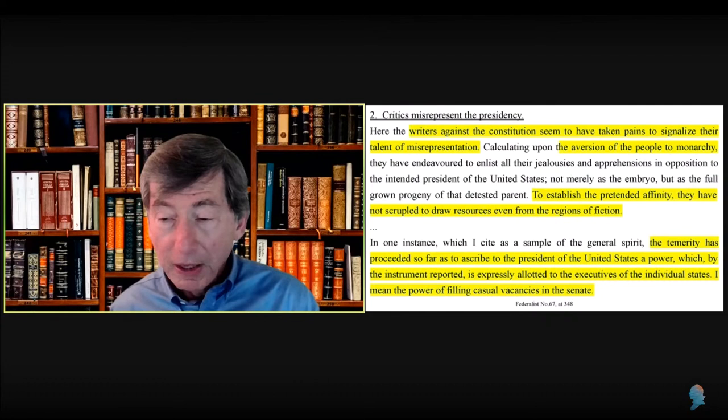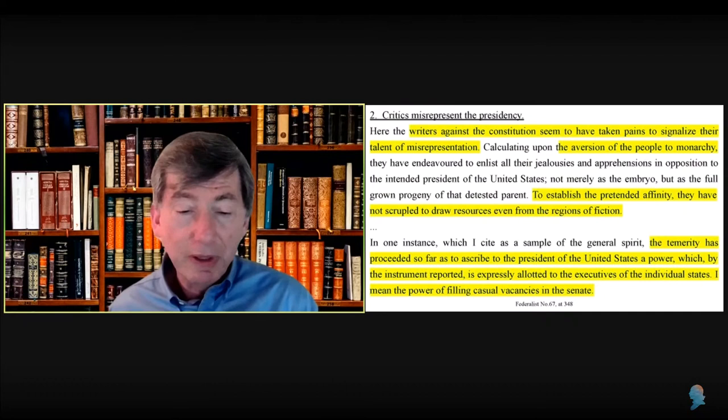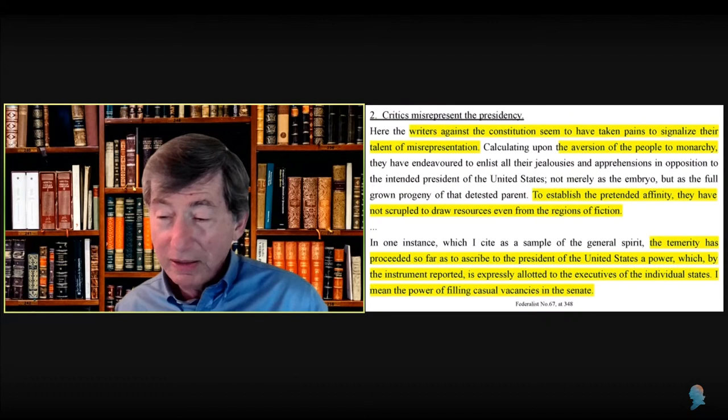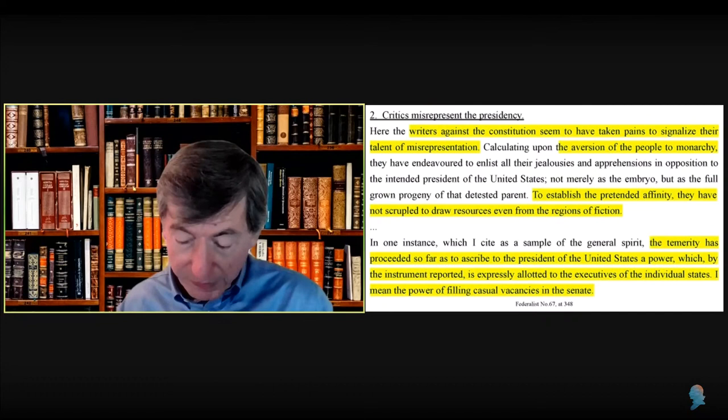To establish the pretended affinity, they have not scrupled to draw resources even from the regions of fiction. Now, in the ellipsis that I'm not covering is a beautiful piece of rhetoric. It really is. It's just we don't have time to go through it. But what he does is he goes on and he says, the temerity has proceeded so far as to ascribe to the President of the United States a power which the instrument reported is expressly allotted to the executives of the individual states. Now, what follows is a great textual argument.